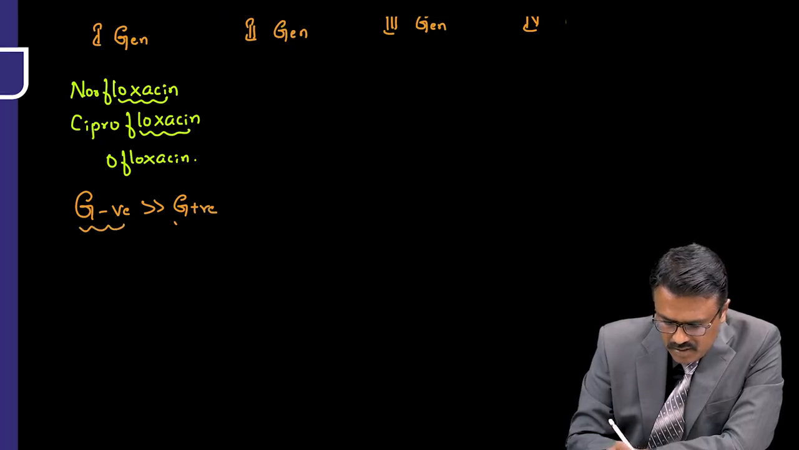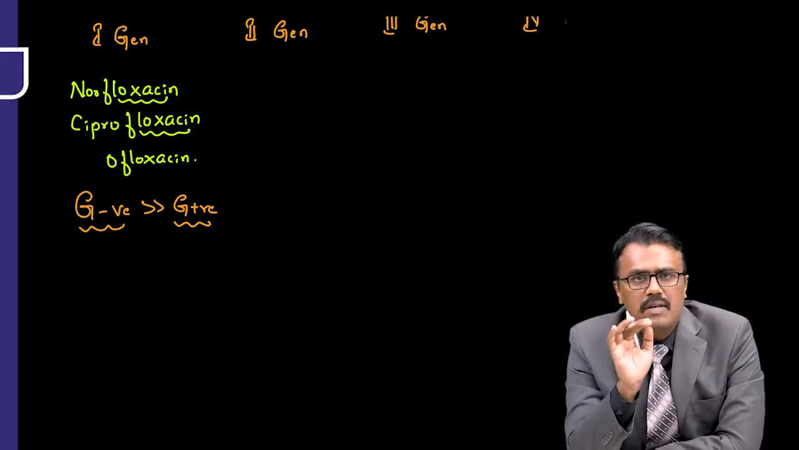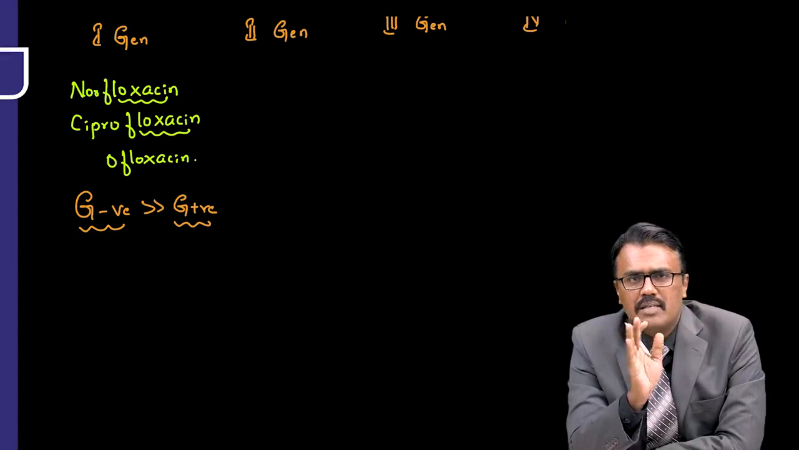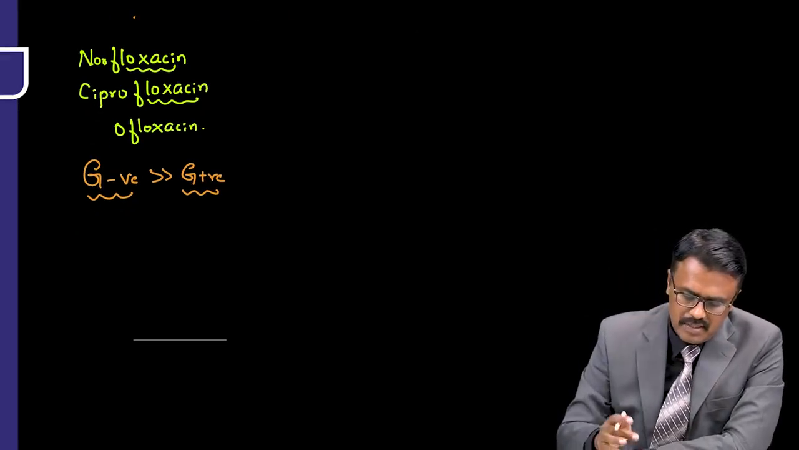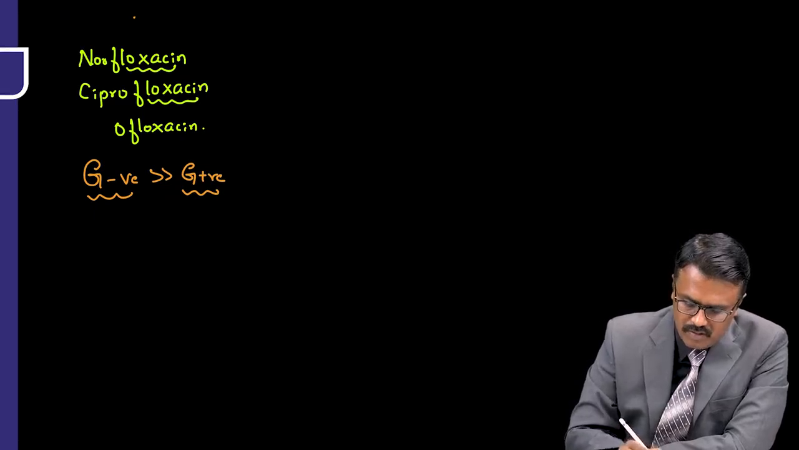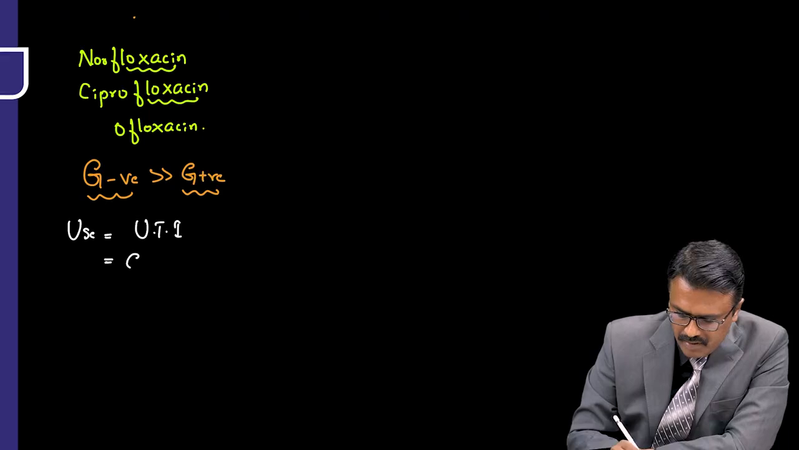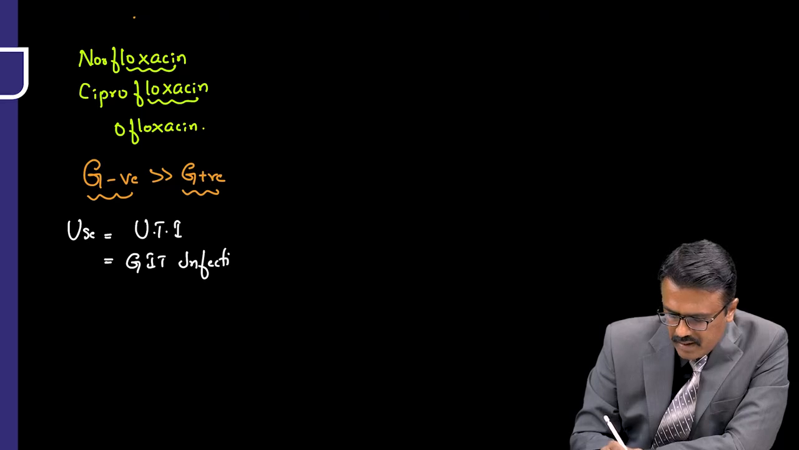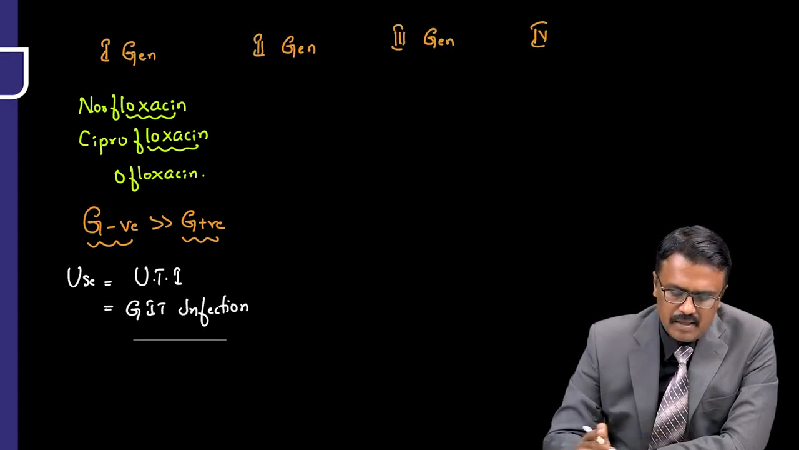Sir, why should I know this? You have a general idea. Gram negative organisms always have more chances of causing UTI, and they also have more chance of causing diarrhea and dysentery. So that's the reason the first generation norfloxacin, ciprofloxacin, ofloxacin are used in management of UTI and in the management of GIT infections, that is diarrhea as well as dysentery. So you have a general idea like this.